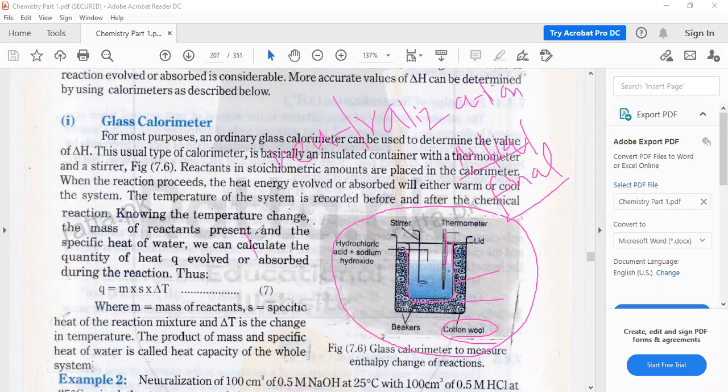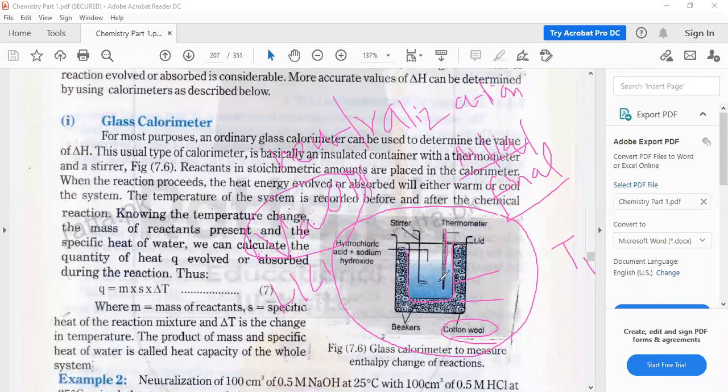So we are taking, for example, strong base NaOH and strong acid HCl. We have added hydrochloric acid. We notice the temperature from the thermometer. Initial temperature we checked. After that we are going to add sodium hydroxide in it. When we add sodium hydroxide, the reaction will start.